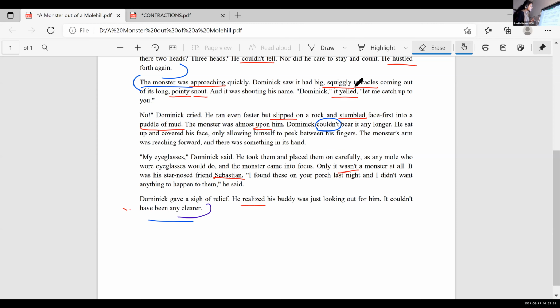And the monster came into focus. Only it wasn't a monster at all. Again, another contraction. Wasn't, was not, right? Yes, very good. So, only it wasn't a monster at all.